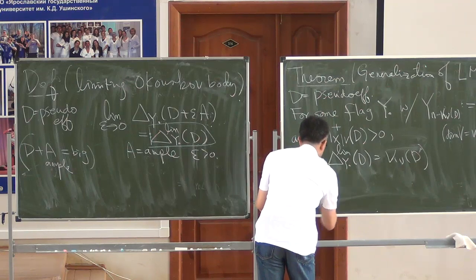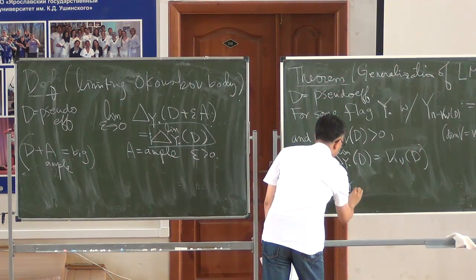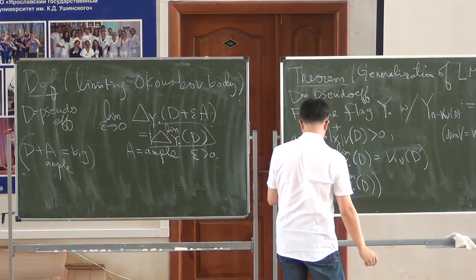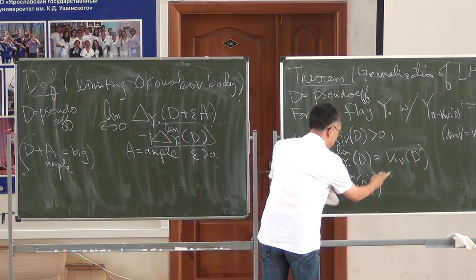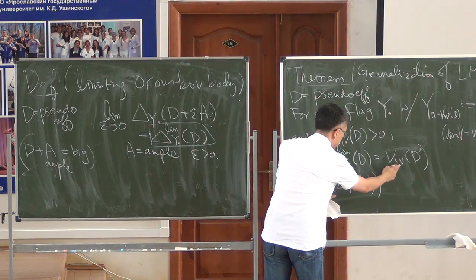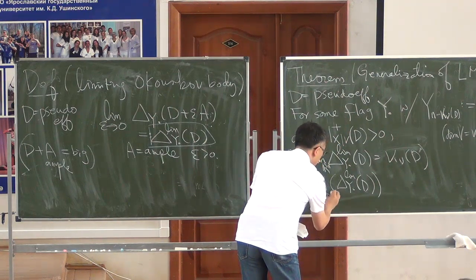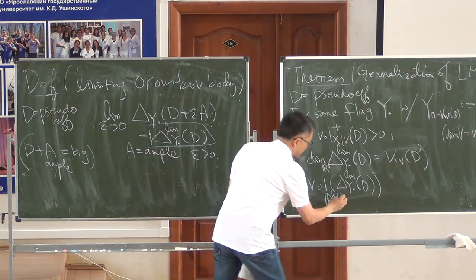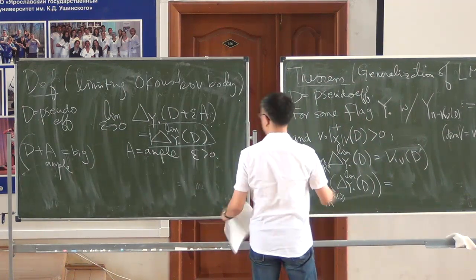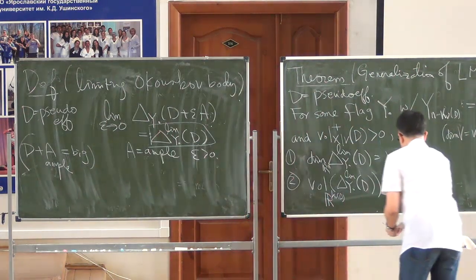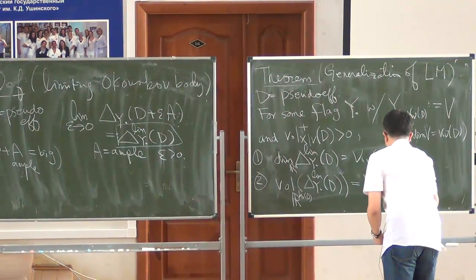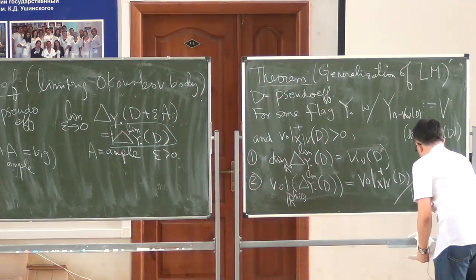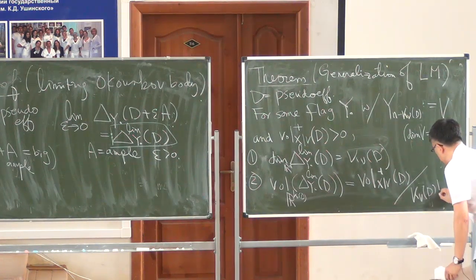So the volume of this. Now we know that the dimension of this Okounkov body is this one, so you compute the volume in this space. Then this is equal to, so the statement is similar: the volume of X restricted to V plus D, divided by kappa nu of D factorial.